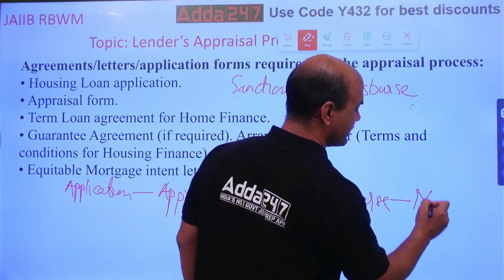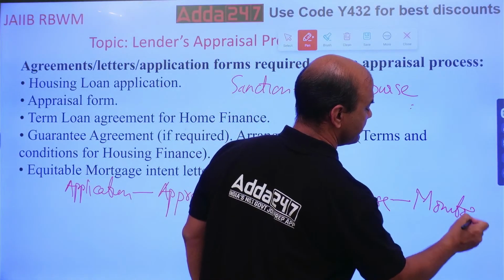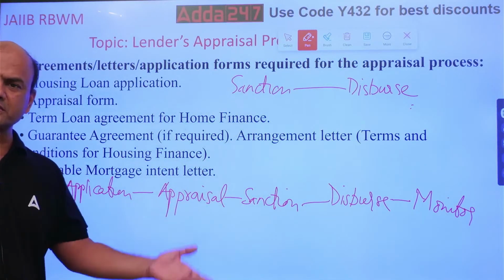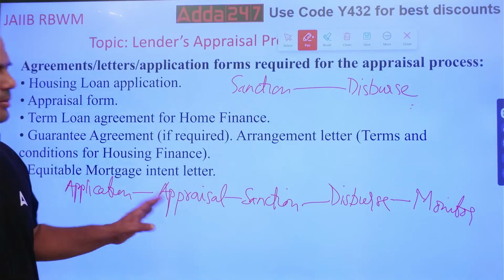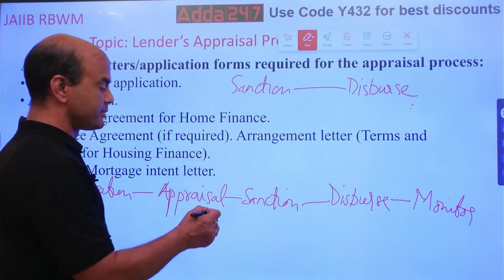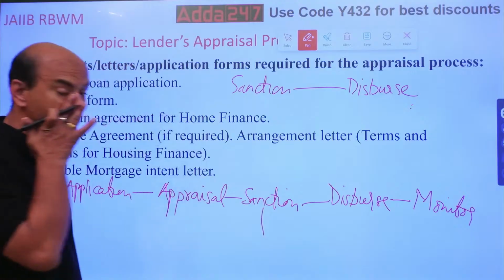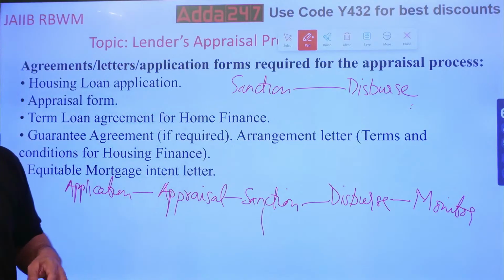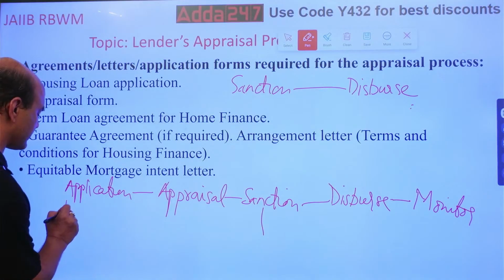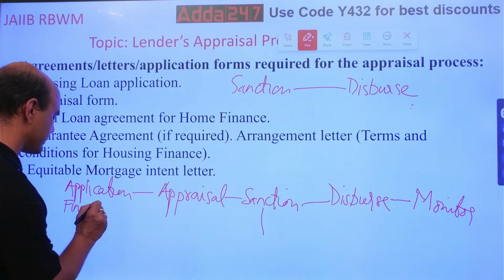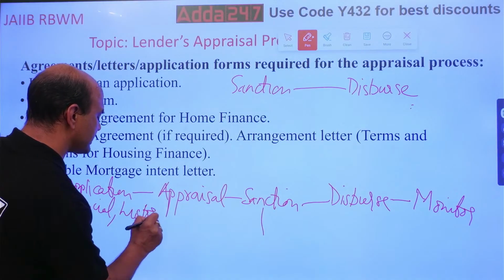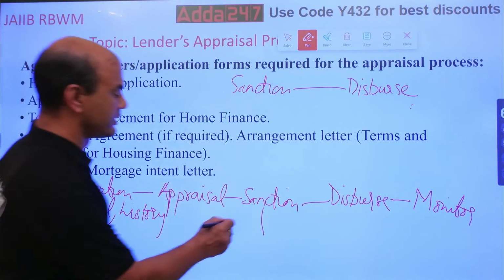Monitoring is also equally important. These are the steps in the home loan process: application, appraisal, sanction, disburse, and monitor. Up to the sanction step, you do all the things. What do I do in this? I first check the financials of that customer. I check the history of that customer. Everything is done up to sanctioning.